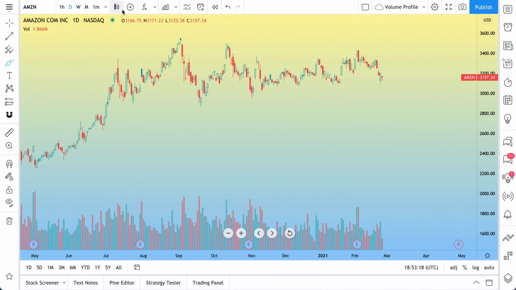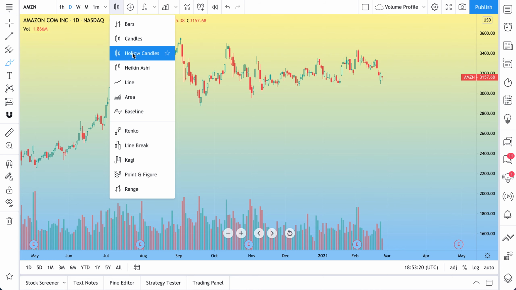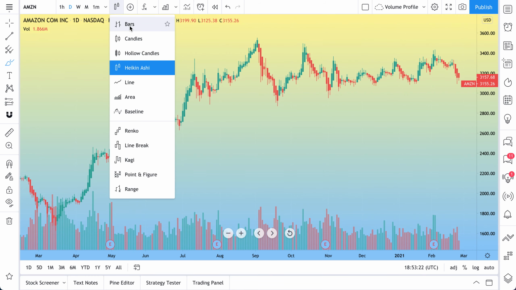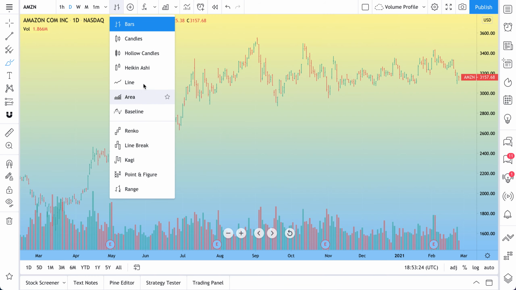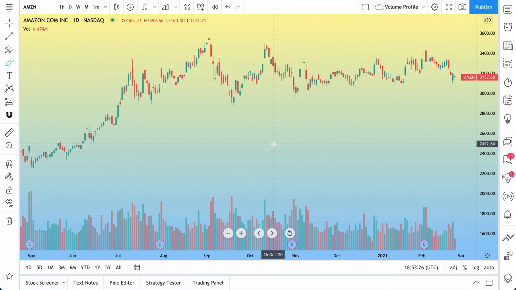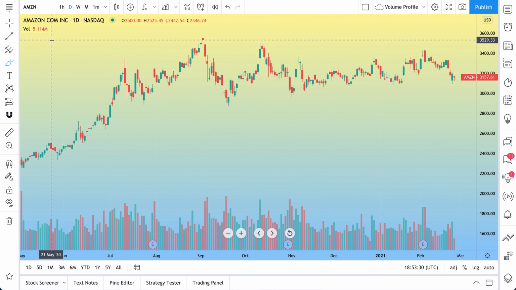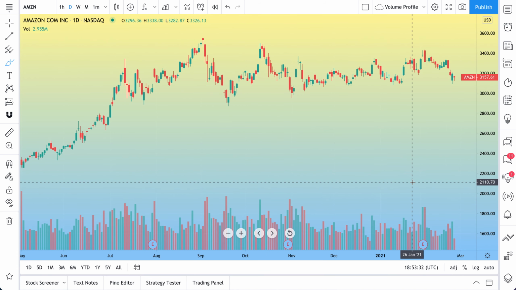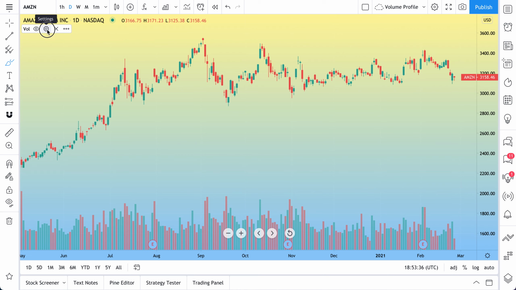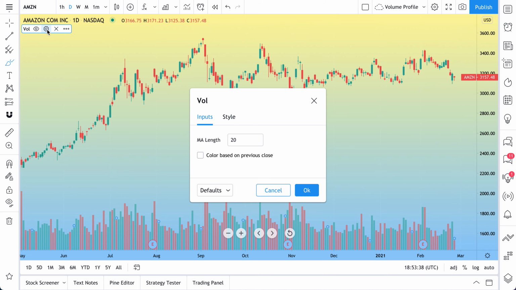And remember, this is true for any of these chart types: hollow candles, Heiken Ashi, bars. It's going to work for any of them. But let's go back to candles for now because we want to talk about a few really helpful tips. Okay, so we have volume on the chart. Let's make some edits. If you click the settings wheel at the top left, you can start to add some really important features to your volume bars.